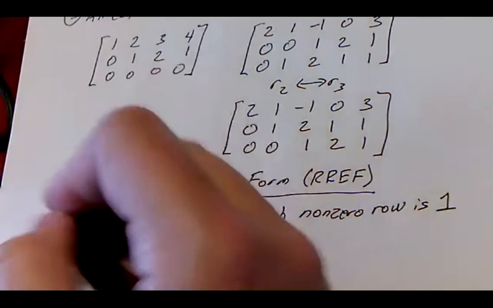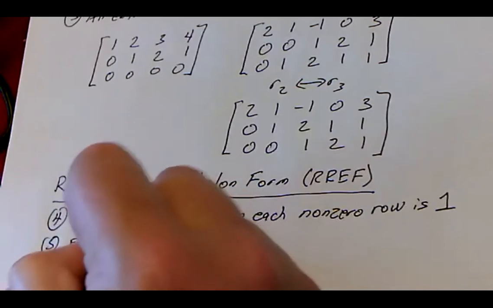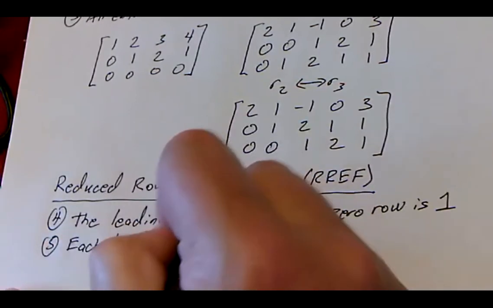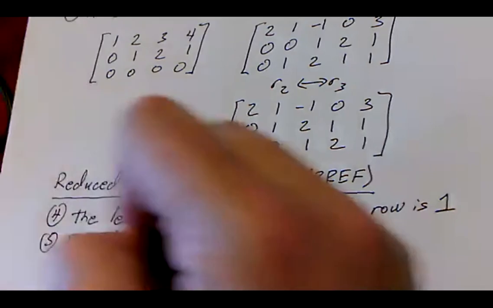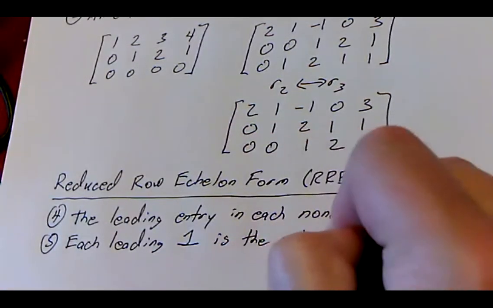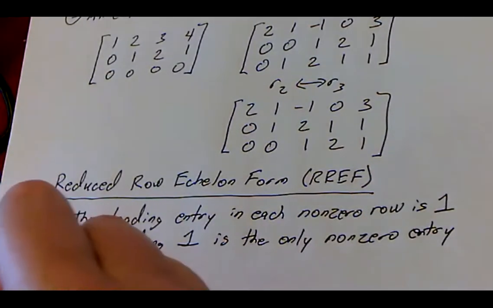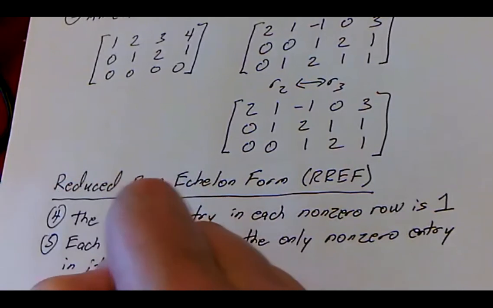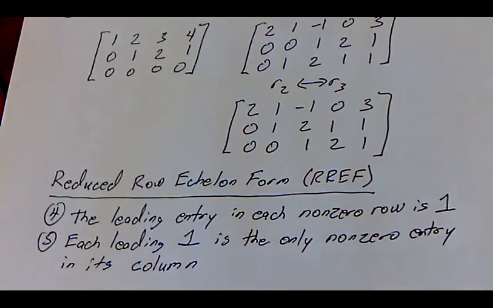And then fifth, so condition 5 then, each leading 1. Okay, so notice in condition 4 we said the leading entries have to be 1. So now for condition 5, I just say each leading 1 is the only non-zero entry in its column. Okay, each leading 1 is the only non-zero entry in its column. That is condition 5.